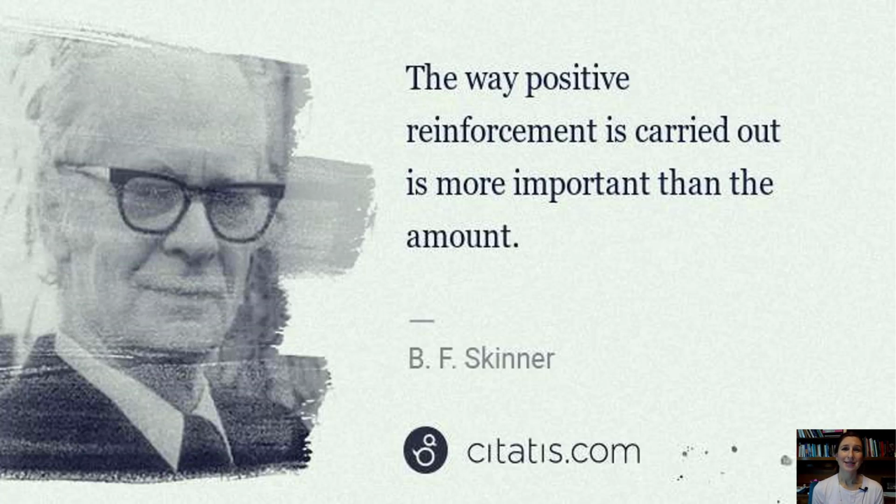I love this quote by Skinner. It says, "The way positive reinforcement is carried out is more important than the amount." And so I want you to remember this quote, especially when you think about reinforcement and you're in the educational setting. You can hand out stars and extra credit points and M&Ms and all that all day long, but you're not going to actually increase a desirable behavior unless you use positive reinforcement in the correct way. So using it in the correct way is more important than the amount that you use it.